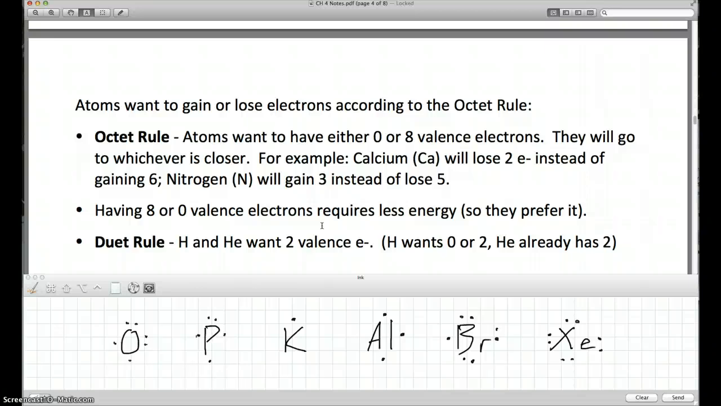But this is a very important concept, at least for the next couple chapters and throughout this course: the octet rule. This rule that atoms want to have 0 or 8. And they'll go to whichever one they're closer to. Like in this case, calcium. Calcium has 2 outer electrons. Well, it's closer to 0 than it is 8, so it'll lose those 2 electrons. Nitrogen has 5. Well, it's closer to 8, so it'll gain 3 instead of losing 5. And it looks like this is a good stopping point for the notes, and I will continue the rest of the notes in a second video.